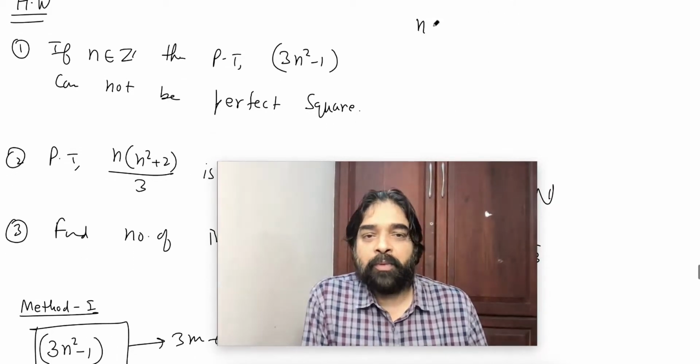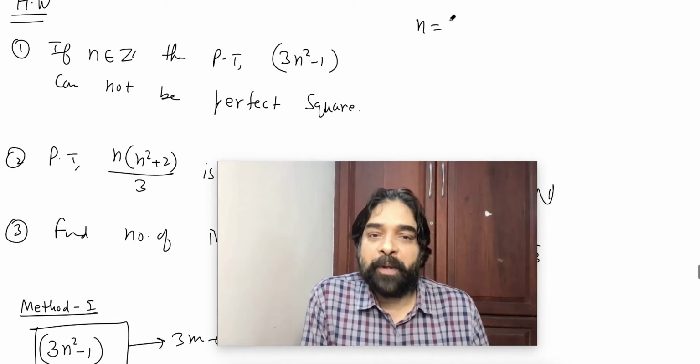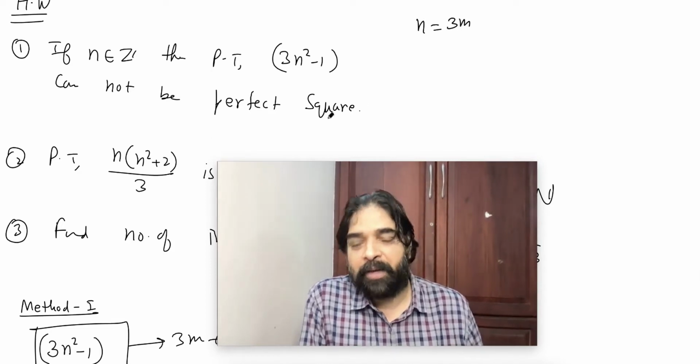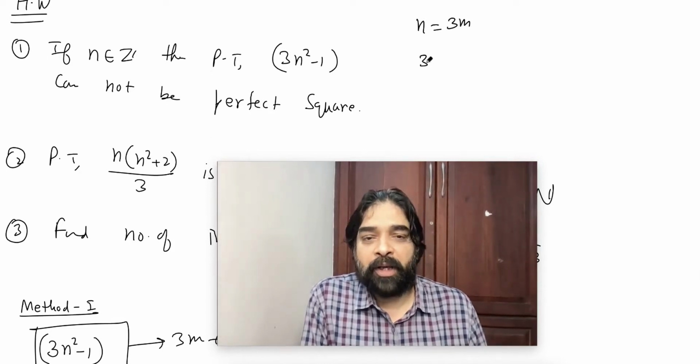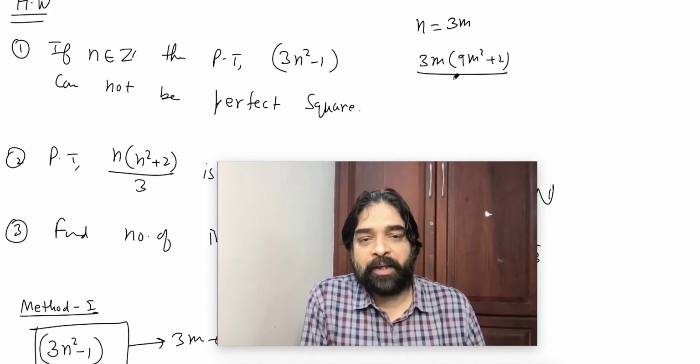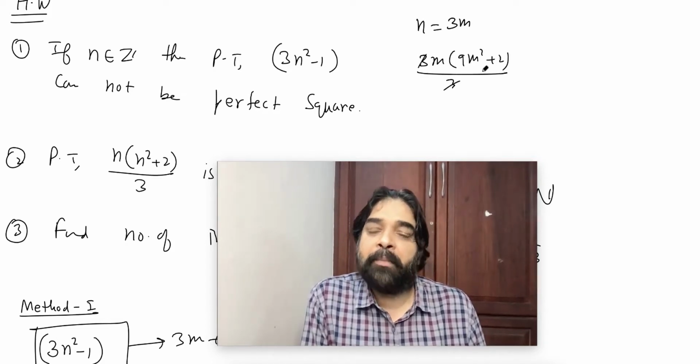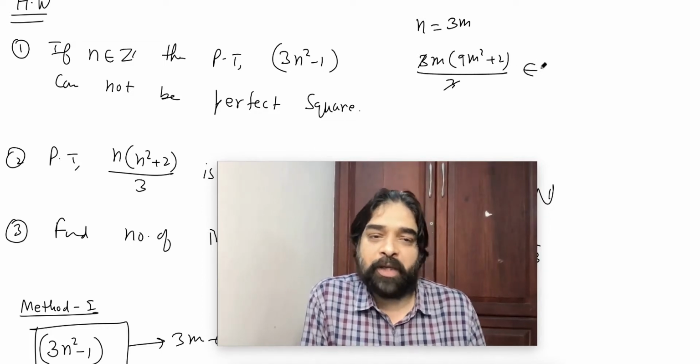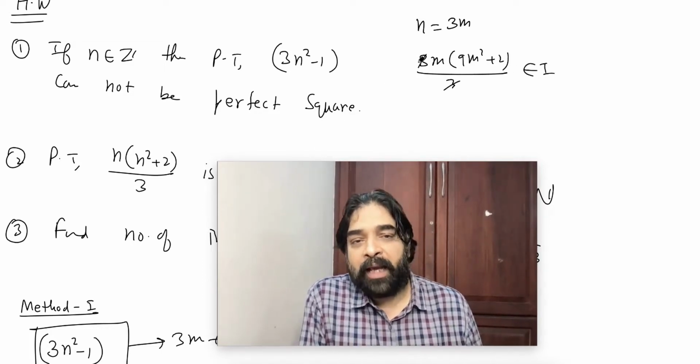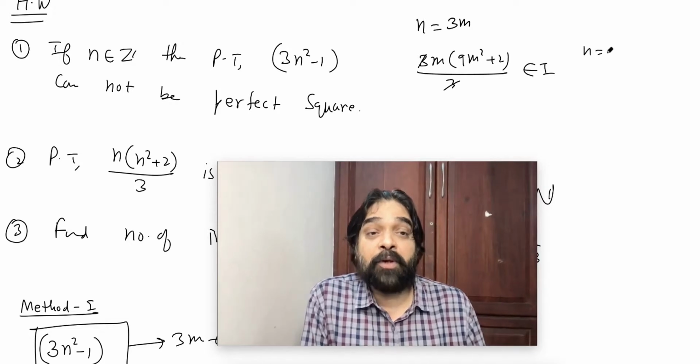There is a possibility n will be equal to 3m. If it's 3m, put 3m here. So 3m into 9m square plus 2 by 3. 3 will get cancelled and m into 9m square plus 2 will surely always be an integer. And another possibility, n equal to 3m plus 1.